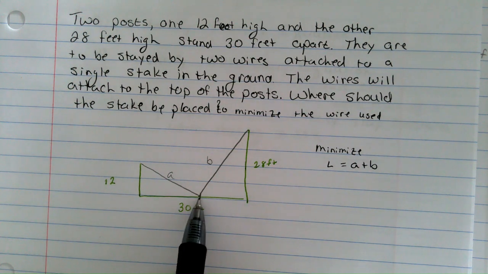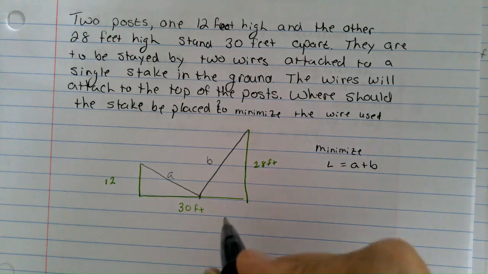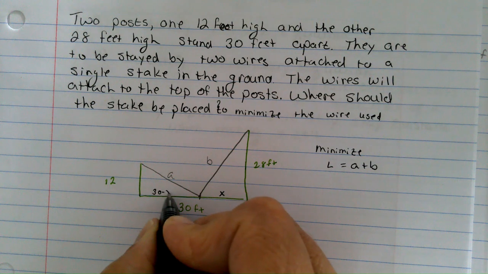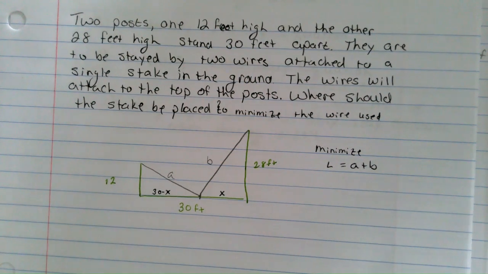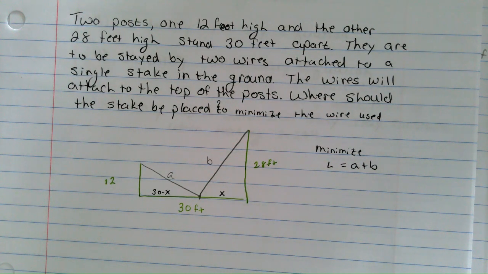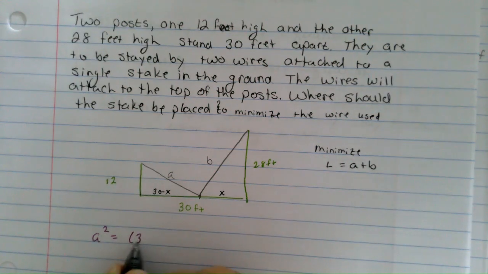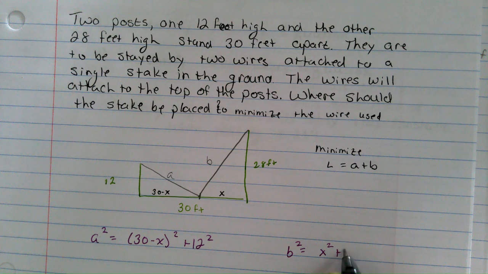So does the stake go here, here? Do I move it closer to the 28 foot? Do I move it closer to the other? What do I do? So I'm going to call this X, which then means this is 30 minus X, right? Now, we have two right triangles here because you wouldn't make the post not perpendicular to the ground. So we would have A squared equals (30 minus X) squared plus 12 squared, and B squared would equal X squared plus 28 squared.